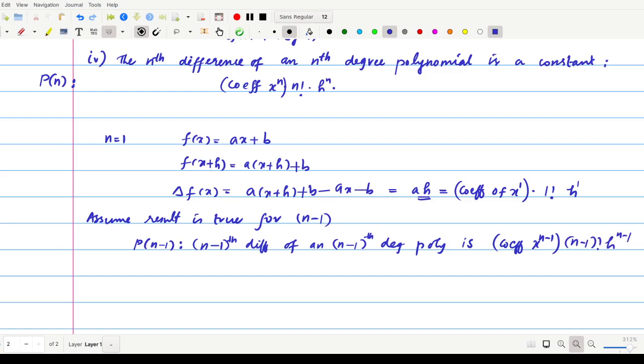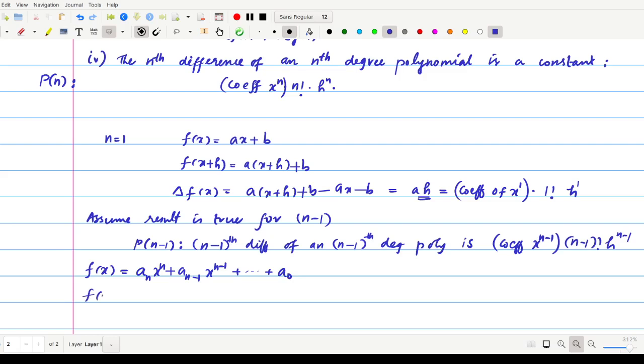Now we prove this result is true for p of n. For that we assume f of x equals a polynomial a n x raised to n plus a n minus 1 x raised to n minus 1 plus etcetera, plus a naught. So this is an arbitrary polynomial of degree n. We need to prove that the result is true for this polynomial as well. So we consider the difference.